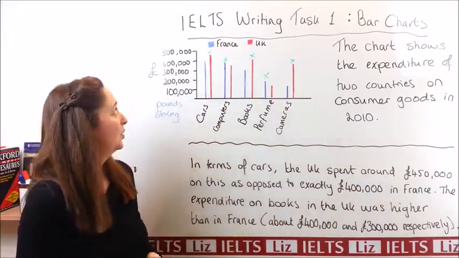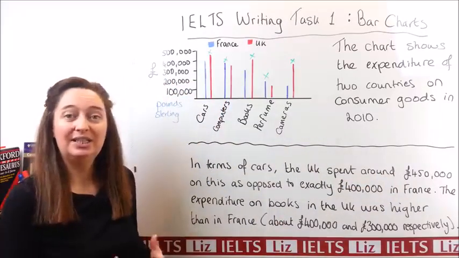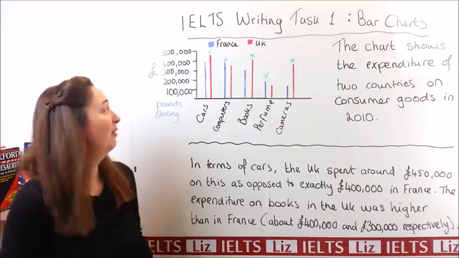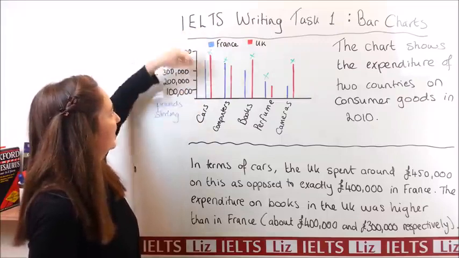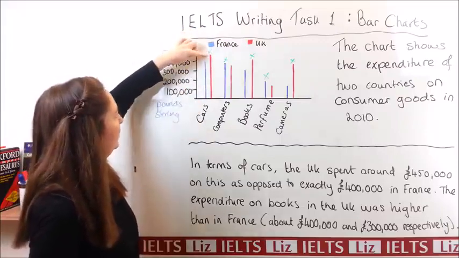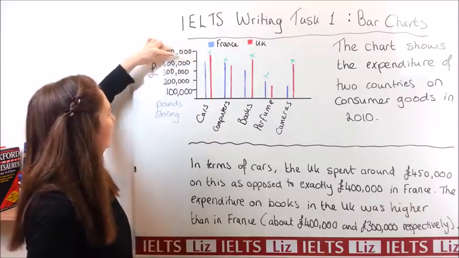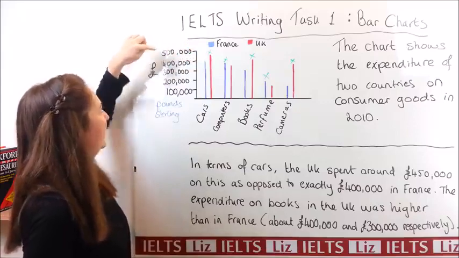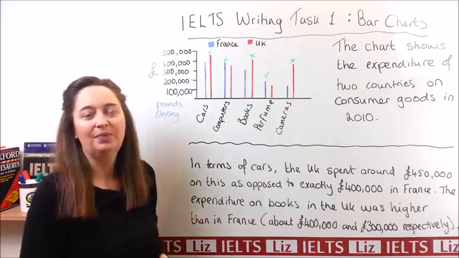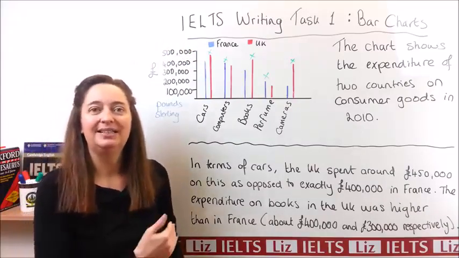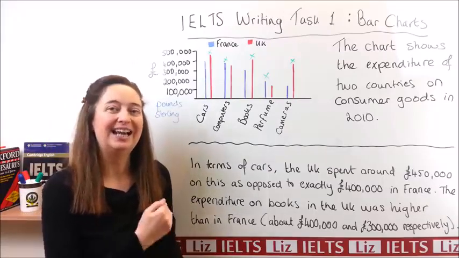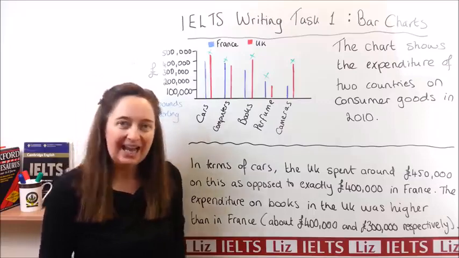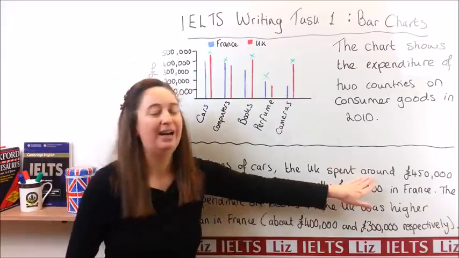£450,000. So when you're writing your body paragraphs, you need to take a look at the graph, at the chart, and you need to have a look. This is the cars, and here we've got the UK. And you can see that it is between 400,000 and 500,000. We cannot write it was 450,000 because we cannot see exactly.